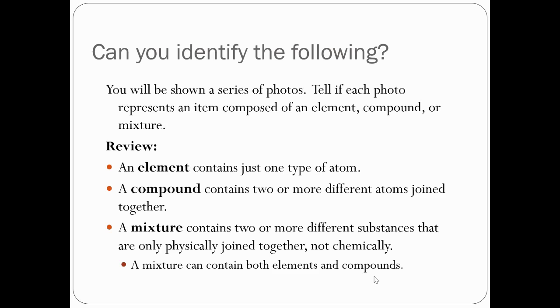A compound contains two or more different atoms joined together, and we talked about things like this being like table salt, water, it's also things like sugar, right? It's always made up of the same amount of atoms and they're chemically joined together.